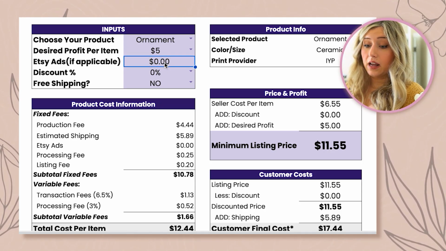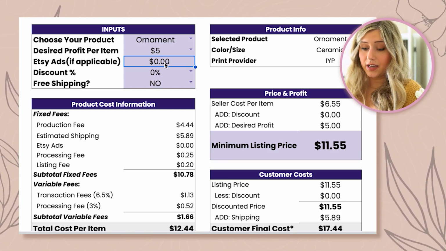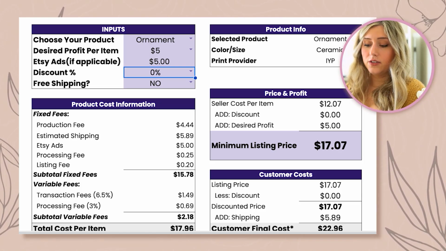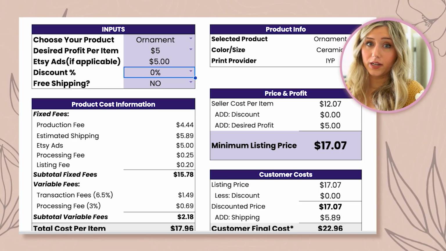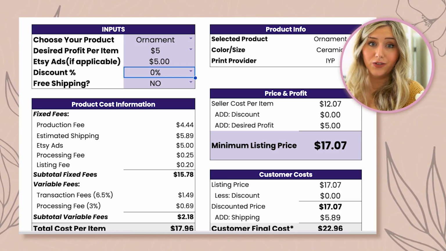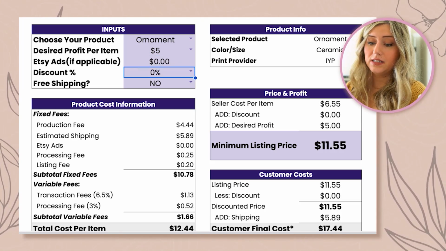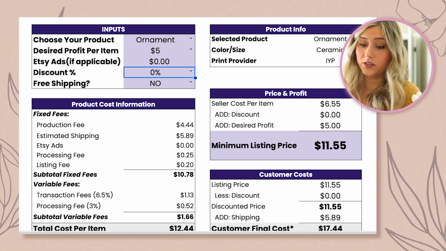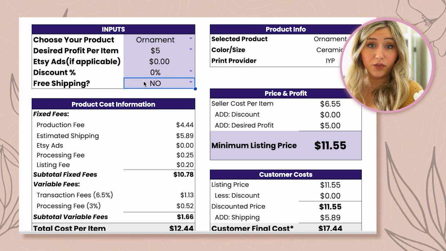And let's say that I'm not running Etsy ads right now, but if you decide you wanna run Etsy ads, let's say that your ads are spending maybe $5 per ad. So if you were running $5 per ad, that would increase the pricing in order to get a consistent $5 of profit, right? But in this example, we're gonna start with everything at zero besides the profit. So if I do not have a discount running, I'm not offering free shipping.